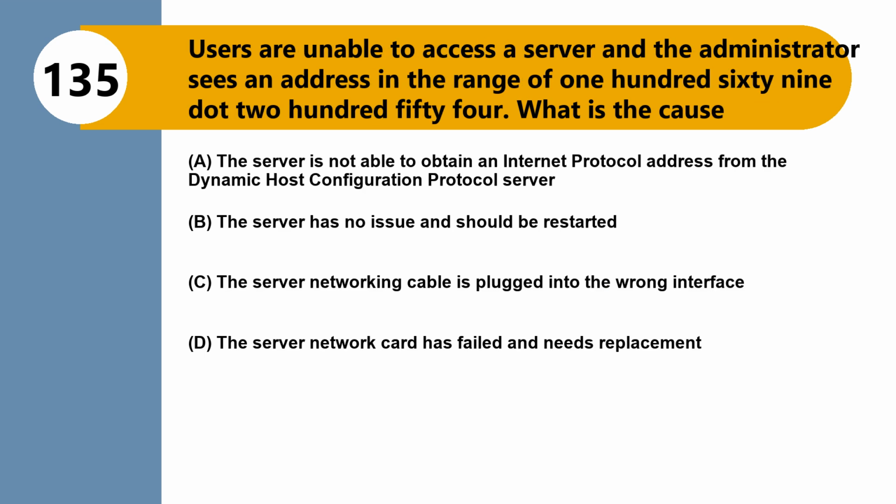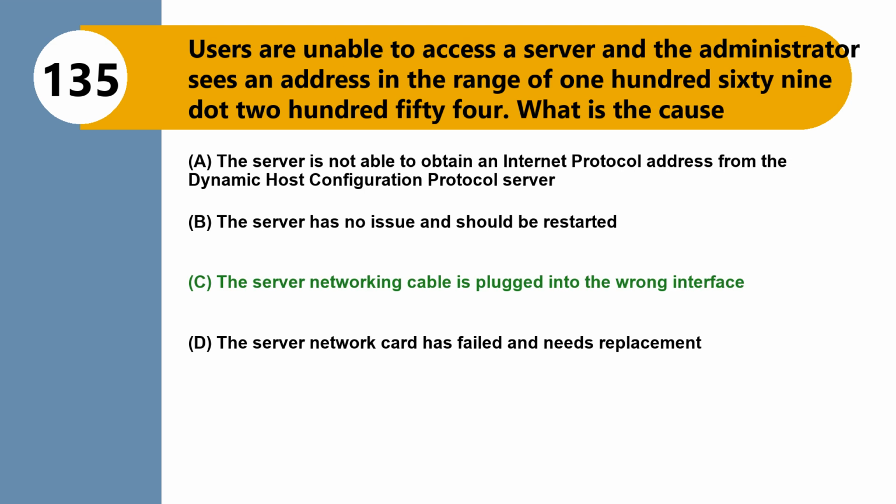Question 135. Users are unable to access a server and the administrator sees an address in the range of 169.254. What is the cause? Option A. The server is not able to obtain an Internet Protocol address from the Dynamic Host Configuration Protocol server. Option B. The server has no issue and should be restarted. Option C. The server networking cable is plugged into the wrong interface. Option D. The server network card has failed and needs replacement.